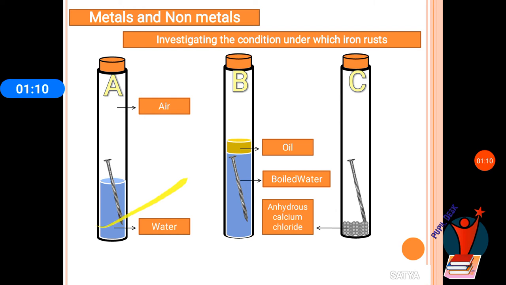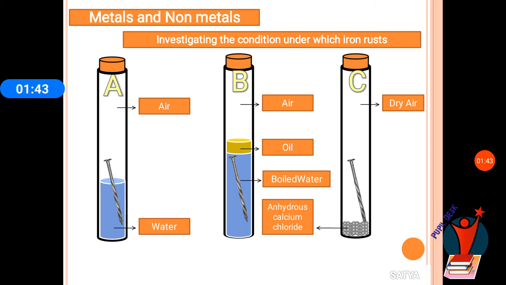Above this water layer, an air layer is present in test tube A. B also contains an air layer above this oil layer. This oil layer prevents mixing of this air with this boiled water. C contains dry air because all the moisture from this air is absorbed by this anhydrous calcium chloride. Leave this setup for a few days.